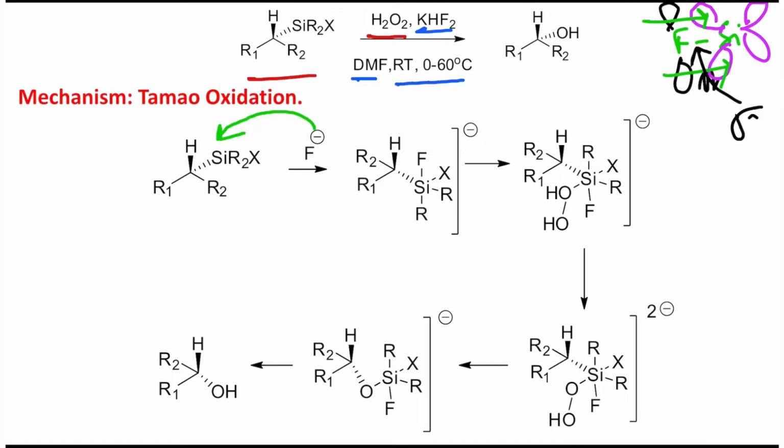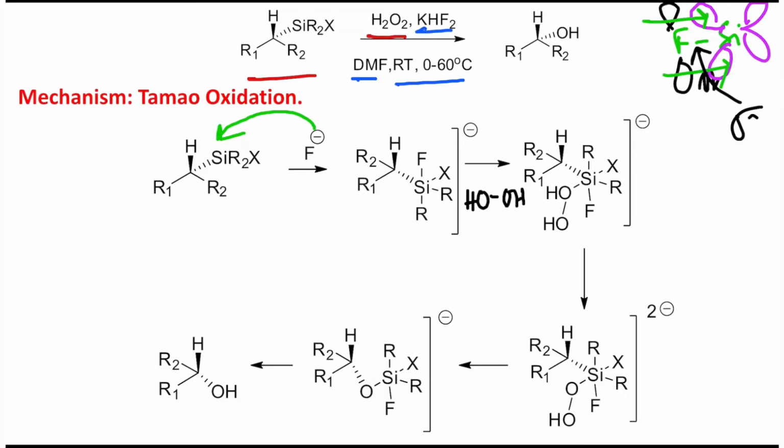Please remember this chemistry in the case of silicon, this is very important. Now, first fluorine will attack, and after this attack the adduct has one unit of negative charge. Fine. So in the next step, what happens? Hydrogen peroxide acts as a nucleophile and attacks the silicon center.